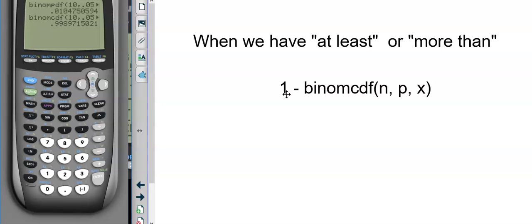So if we're talking about "at least," that means it's at least this number or higher. So if we can find the low part and subtract that from 1, we can find the high part. That's how they do this here, and that's what we're going to do. So let's move forward and do that.